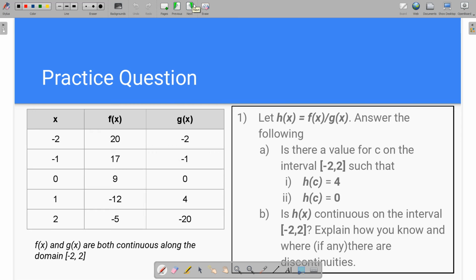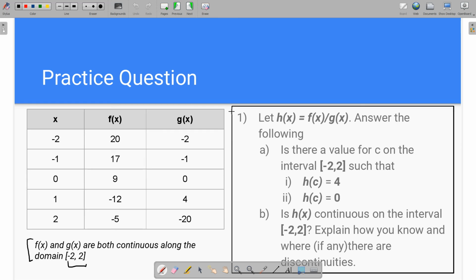And I believe, some fun application questions here. So let h of x be equal to f of x divided by g of x. Answer the following. Is there a value c on the interval -2 to 2 such that h of c is equal to 4, h of c is equal to 0? Okay, and we've got a little point here saying that f of x and g of x are both continuous along the domain -2 to 2. Important for us to know.